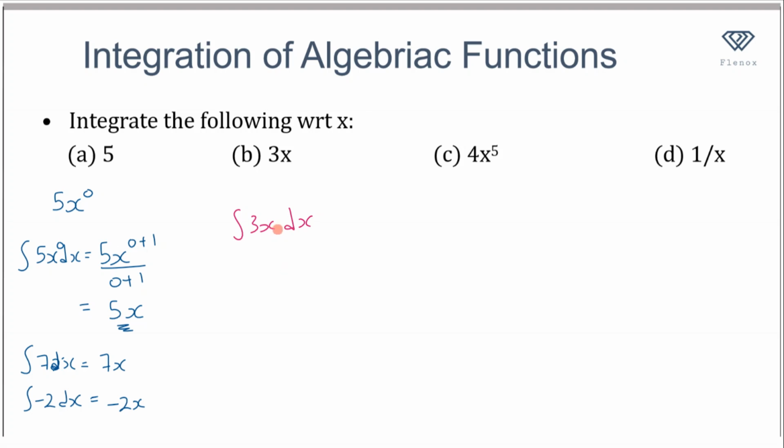Applying our formula, when you want to integrate x to the power of n, you have x to the power of n plus 1 all over n plus 1. So what does this become? My x in this case is raised to the power of 1. So this becomes 3 times x raised to the power 1 plus 1 over 1 plus 1. And what does that become? 3x squared over 2.